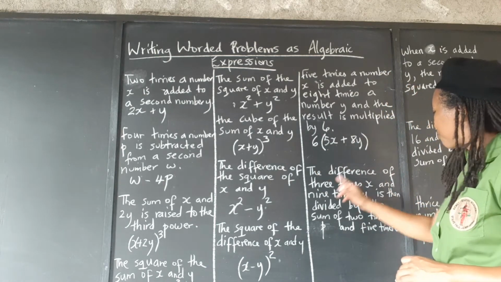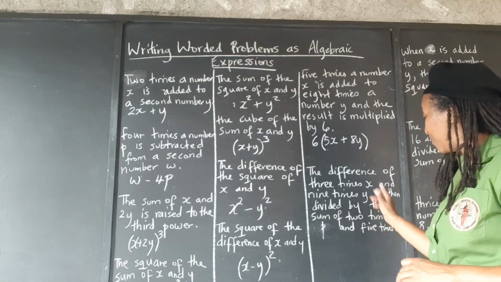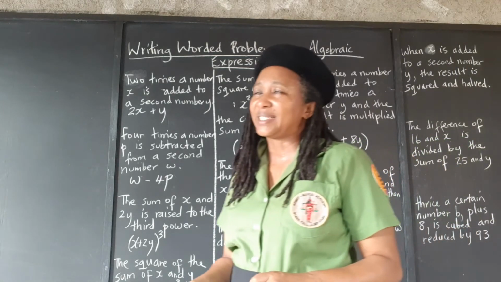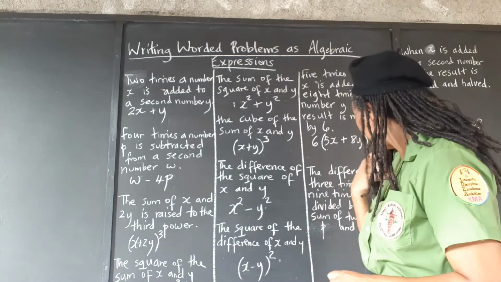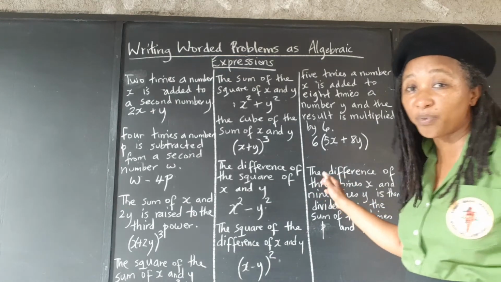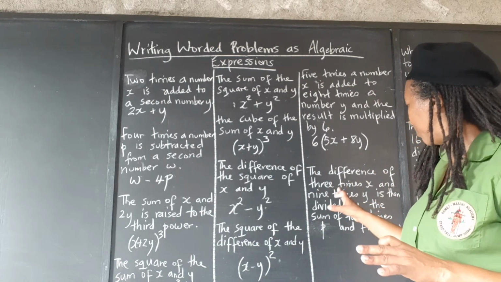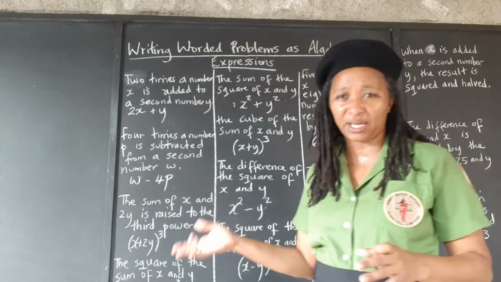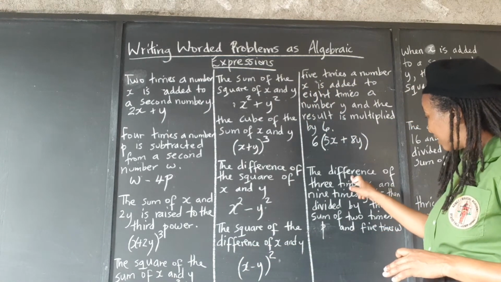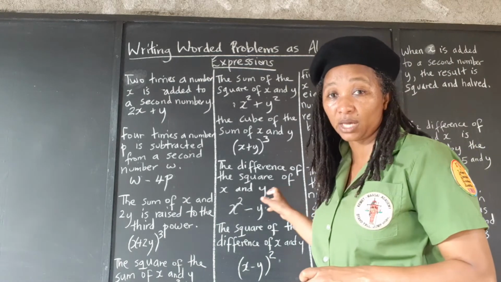The difference of 3 times x and 9 times y is then divided by the sum of 2 times p and 5 times w. That sounds to me like a whole lot of operations. First, we're having some products. Each part of the operation will have a little product to itself, which is simple, right? Like 3 times x, we know that's 3x, so that's not an issue. But we have a difference, we have a sum, and we have a division there. Okay?